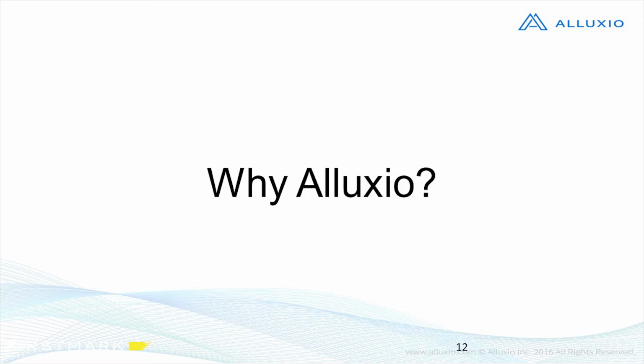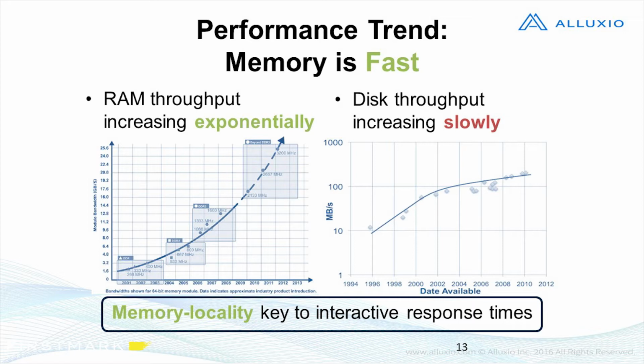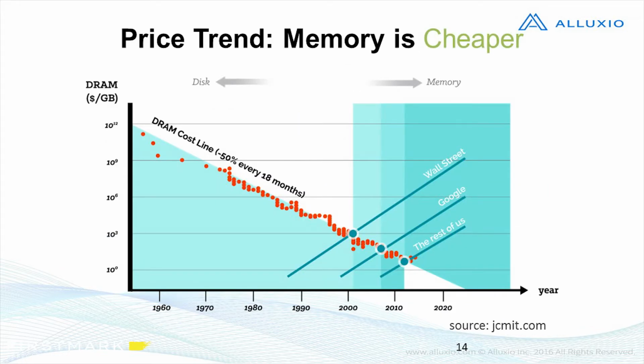We're going to talk about several trends here. One trend is the performance trend for memory. On one side, memory throughput still increases exponentially every year. On the other side, disk throughput increases slowly. So the result is that memory locality is the key to achieving interactive response time. If you want to do fast, responsive queries, you have to leverage memory. That's what we see with different use cases. The same goes for the DRAM hardware: the cost of DRAM decreases exponentially as well. Every 18 months, the DRAM cost decreases about 50%.